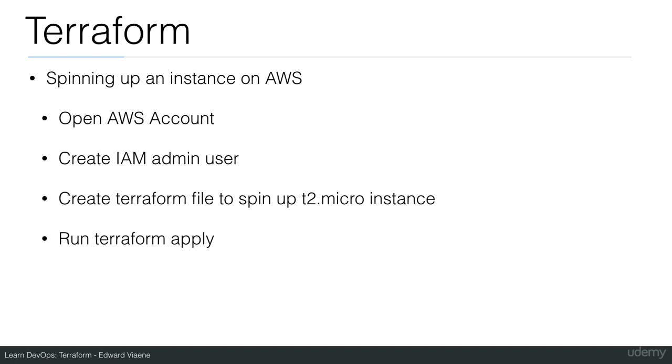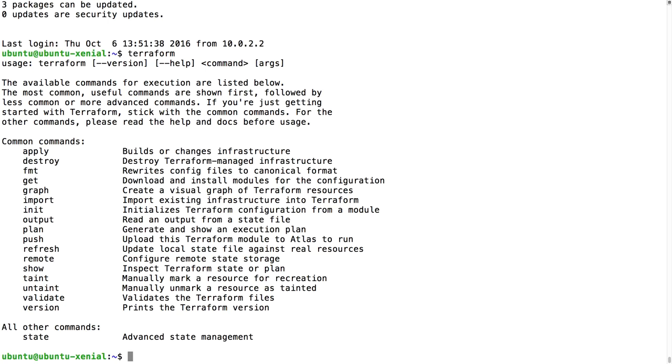Now that you have opened your AWS account and created an IAM admin user called Terraform or something else, and now that you have the key pair to log in, we can create a Terraform file to spin up a T2 micro instance. Then we're going to run the command terraform apply, which will process the content of the Terraform file and will then spin up the instance on AWS.